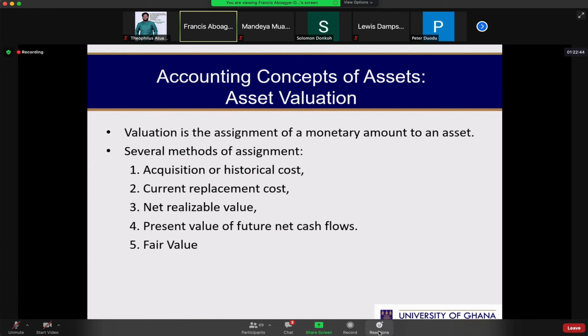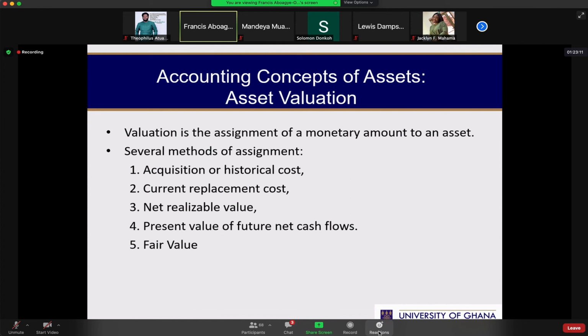Okay. Thank you. Then we can also use the present value of future net cash flows. And this basically talks about the time value of money. So a cedi today is worth more than a cedi tomorrow. And this is used for assets that are quantified in monetary terms.